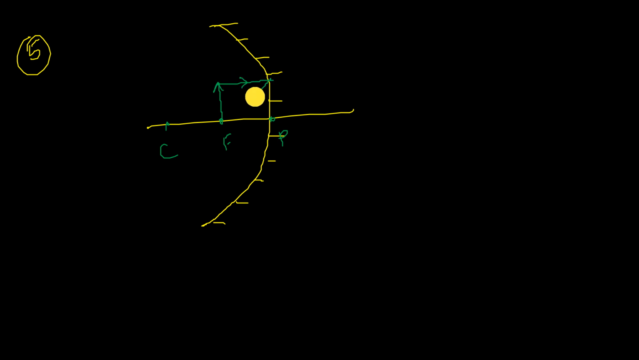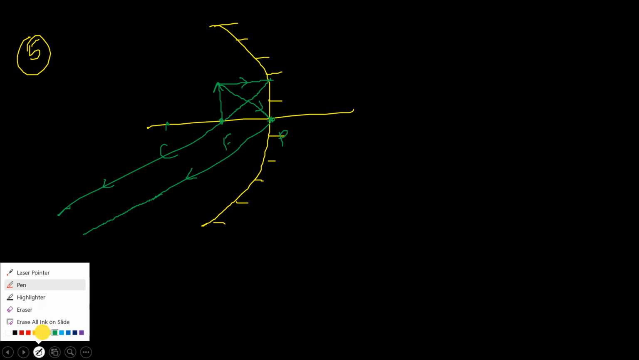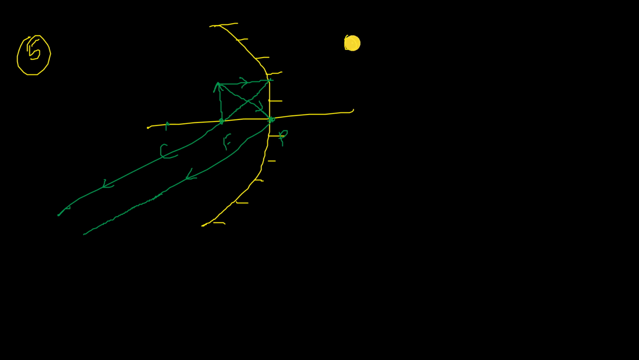So one light I am taking, it passes like this, and another light I am taking here, it will be reflected. So those are parallel to each other. So we assume light rays will meet at infinity. Object at F, image formed at infinity. Nature of the image is real, inverted and highly enlarged.